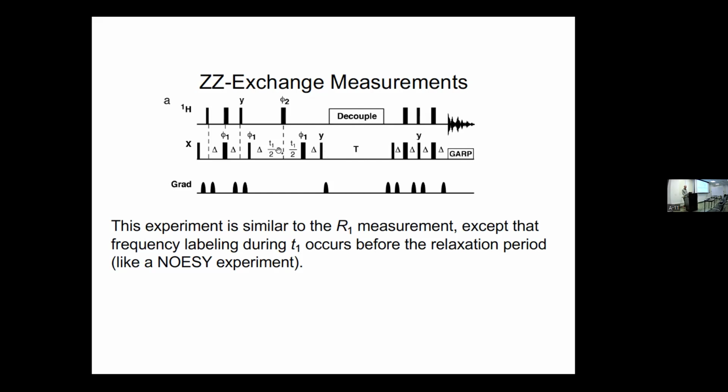This looks exactly like the T1 experiment, except the frequency labeling is before the delay, whereas putting it after the delay, we have the advantage that we can do the sensitivity enhancement. But here it has to be before, because that's how you're going to get resolution. Yep. I'm wondering if I can have a refilter to account for T1 relaxation.